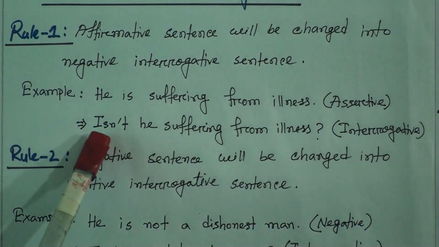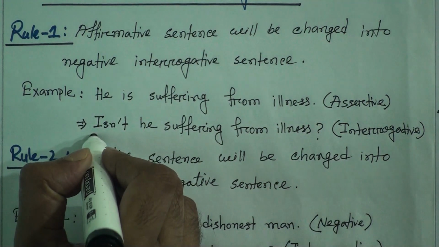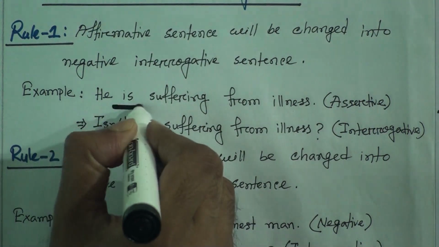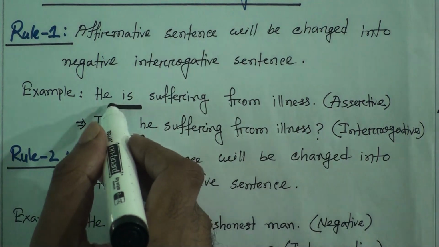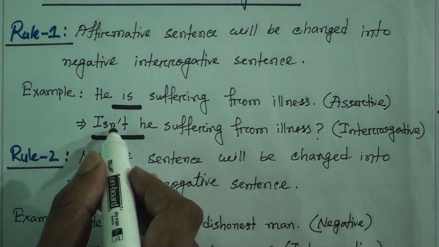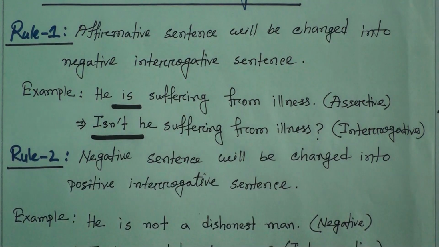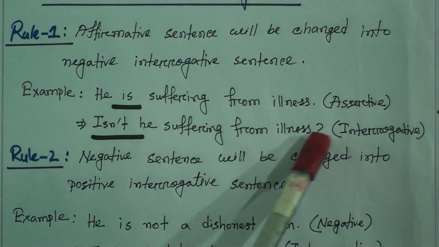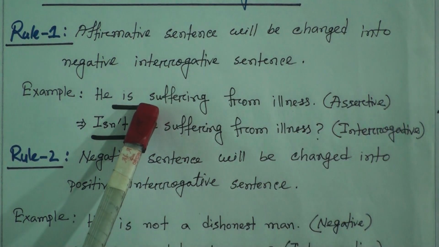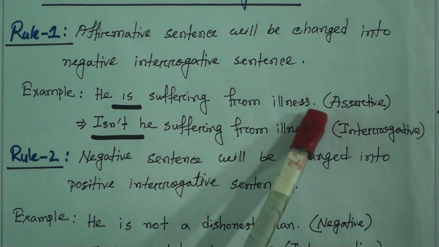This is interrogative. And look here, while we make an interrogative sentence, we have to put the auxiliary verb at the very beginning of the sentence, and then as it's a positive sentence we have used not, and is not in contraction is isn't. So isn't he suffering from illness is the transformed form of he is suffering from illness.